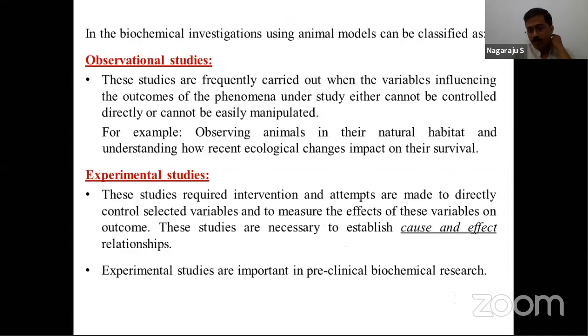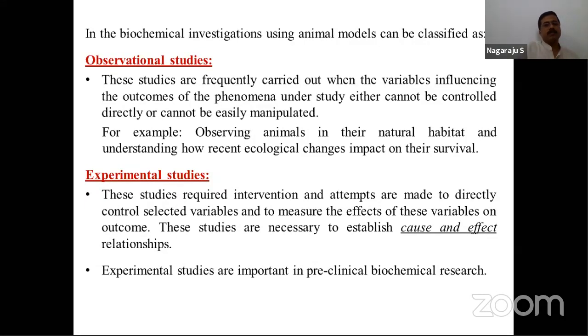So once we do the animal study, that's why we want to do the animal studies. How are they going to be studied? There are two methods that are usually used by researchers using animal models. One is observational studies. The second one is experimental studies.